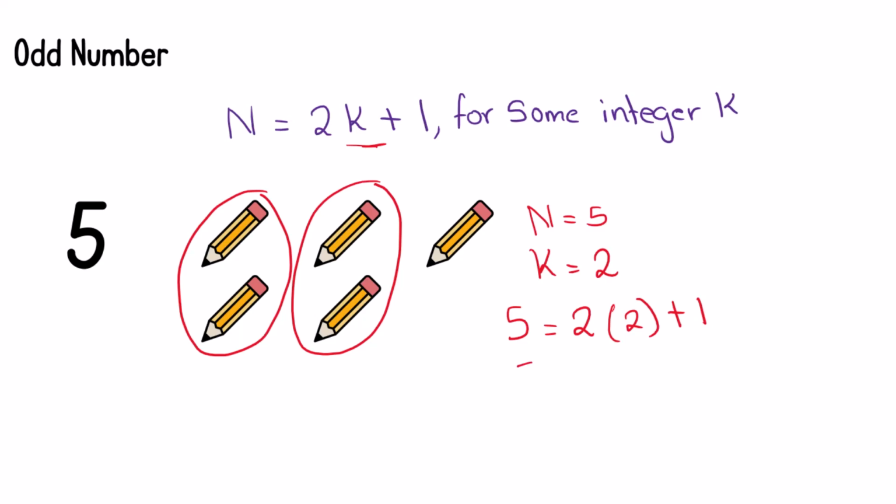And here we have got 5 is equal to 2 into 2, which is 4, plus 1. And here we see that the left hand side is equal to the right hand side. And so this confirms that 5 is indeed an odd number. Through this simple demonstration, we have visually and mathematically verified that 5 is indeed an odd number.